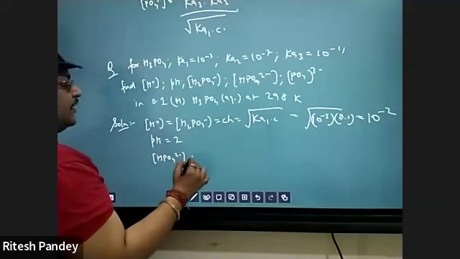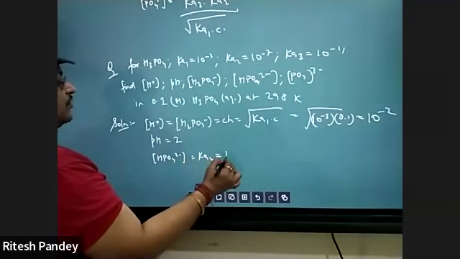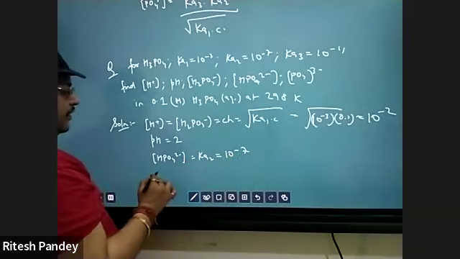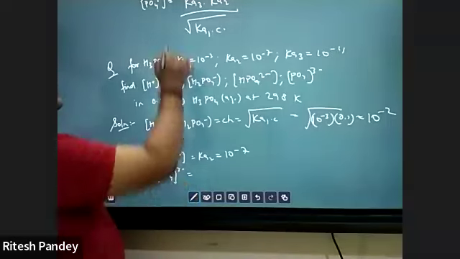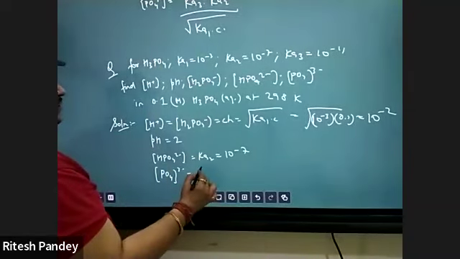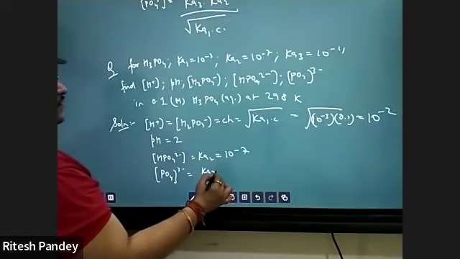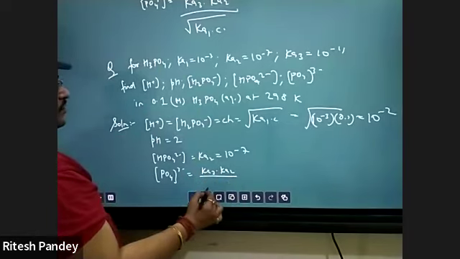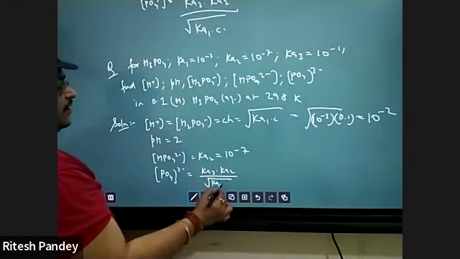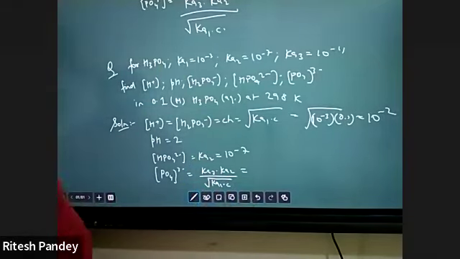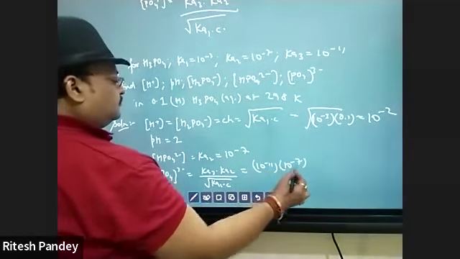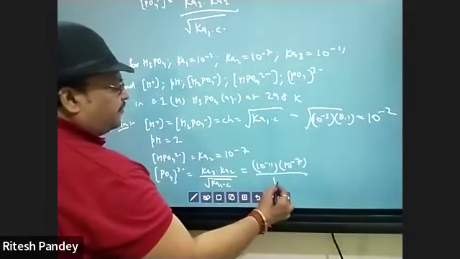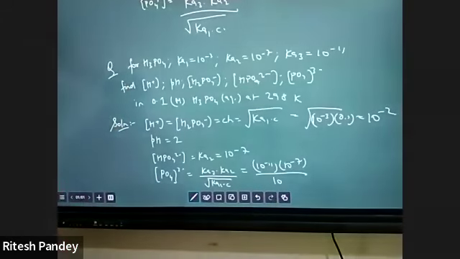HPO4 2 minus, you realize I told you will be equal to K2? Yes or no? PO4 3 minus would be like K3 into K2 upon root K1 into the concentration. I think I'm being understood. Children, say yes or no. Yes, sir. Now, this is one kind of problem which I've seen coming very often in the real exam.